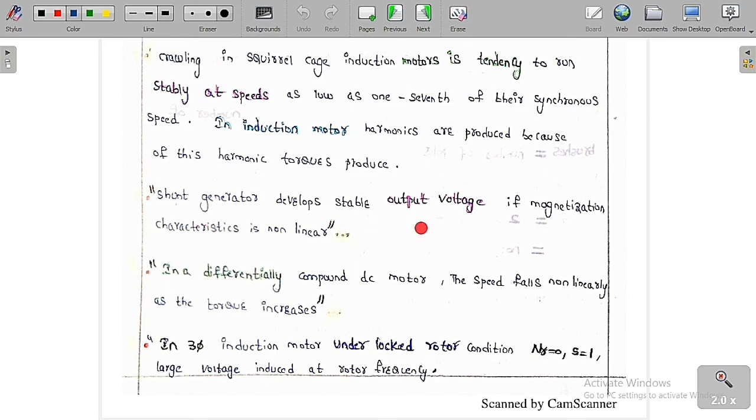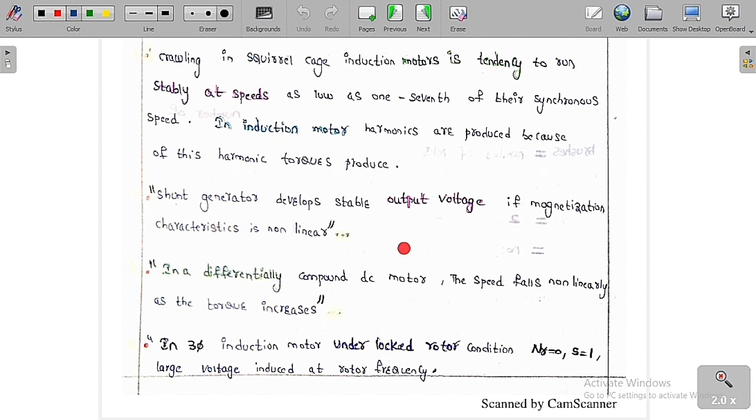A shunt generator develops a stable output voltage if the magnetization characteristic is non-linear. I have already told you one important point: the magnetization curve is always non-linear, meaning the OCC graph is always non-linear. Then only there is an intersection of Ef equals If into Rf and this OCC graph. Then only are we going to get a stable output voltage.